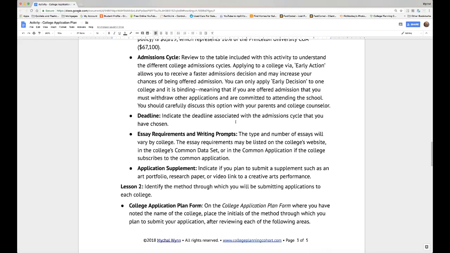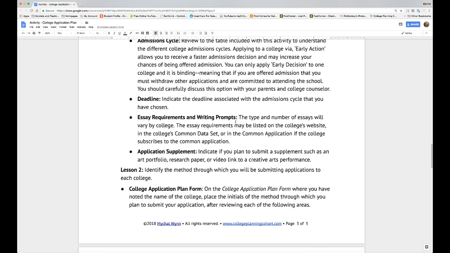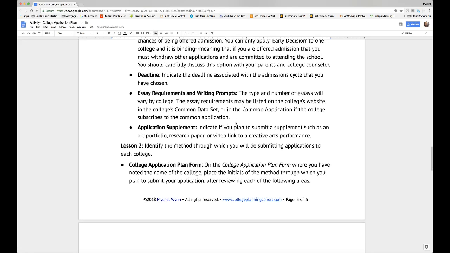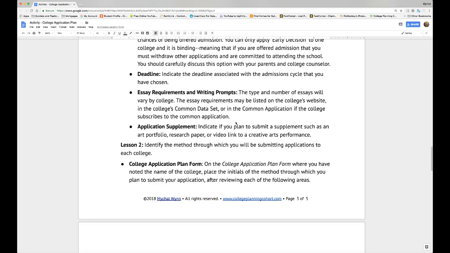Indicate the deadline that your application will be submitted, and then you have to research: does this college require an essay? And if so, how many essays? What's the word count? Does the college have writing prompts where you're expected to respond to multiple writing prompts for this college? You may be able to find this information on the college's website, at the common application for this particular college, or even in the college's common data set. And then, are you going to submit an application supplement, a resume, portfolio, research paper, or a video link to a creative arts performance?